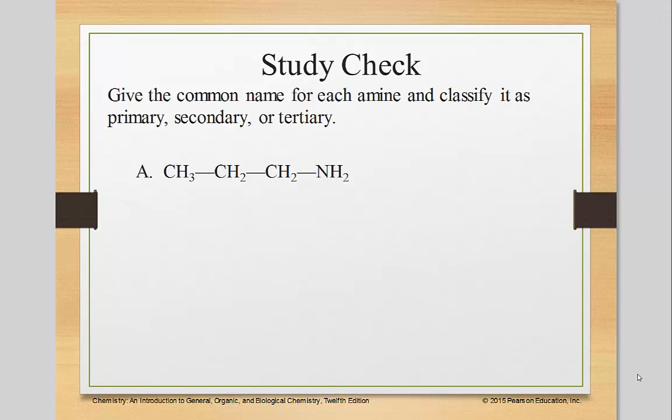So what's the common name of this, and is it primary, secondary, or tertiary? Well, here's the nitrogen. There's only 1 carbon group coming off of it, so it's primary. The 1 carbon group is actually a propyl group, so it would be propylamine.